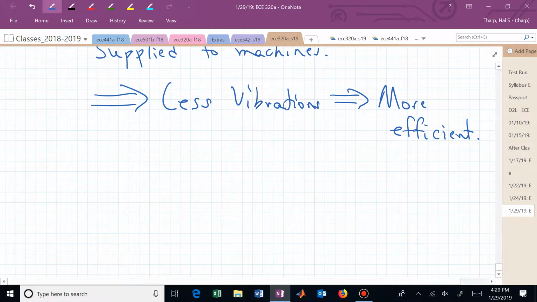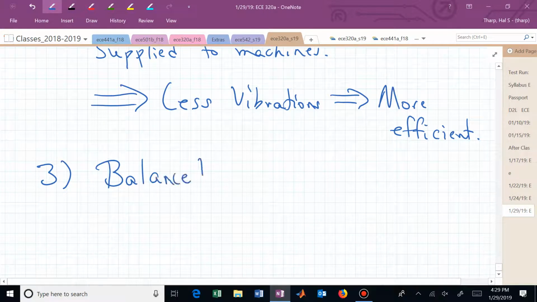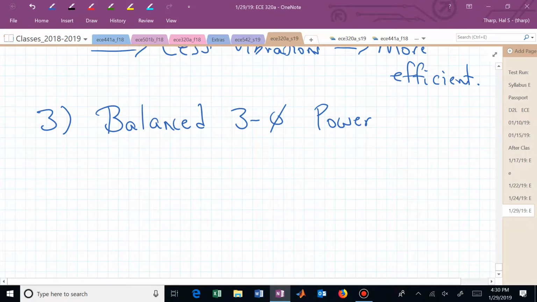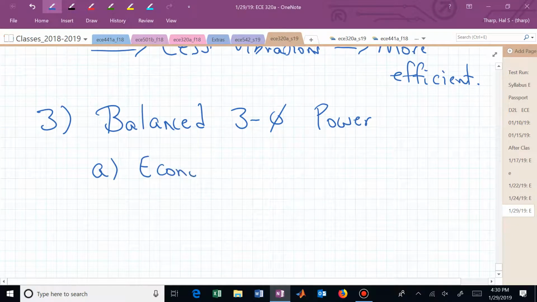Another reason for looking at three-phase power is that we will focus almost exclusively on our systems being balanced. So we'll look at balanced three-phase power, and there are economic reasons for having a balanced three-phase system.